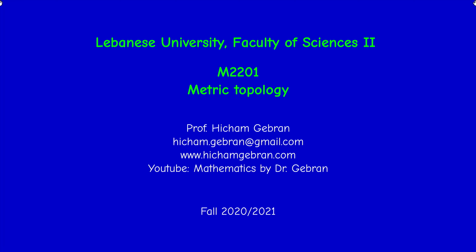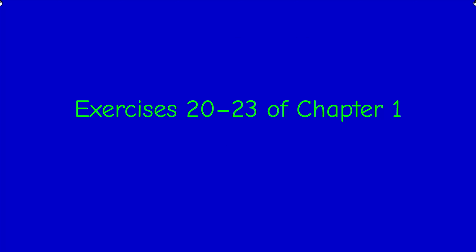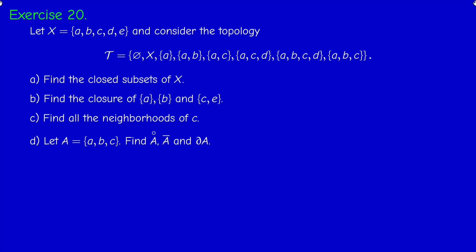Welcome back. In this video, I'm going to solve exercises 20 to 23 of chapter 1. Exercise 20 is a small exercise on the concept of a topological space that we introduced in the lectures, but we didn't give sufficient examples. So this is an example.